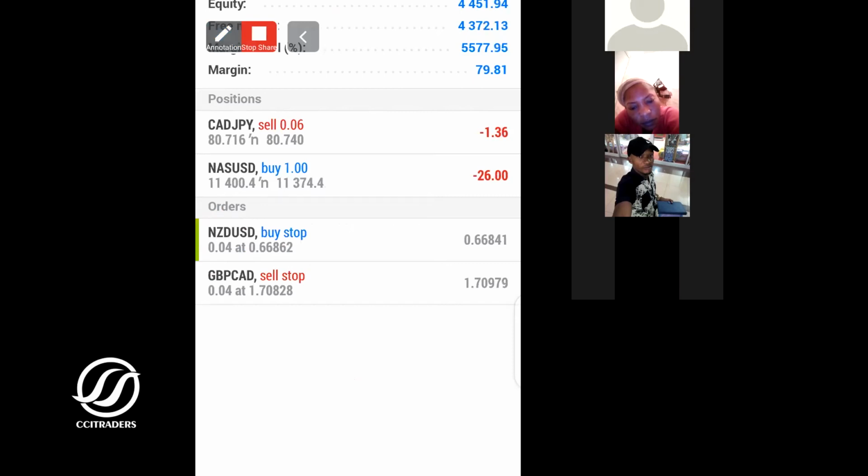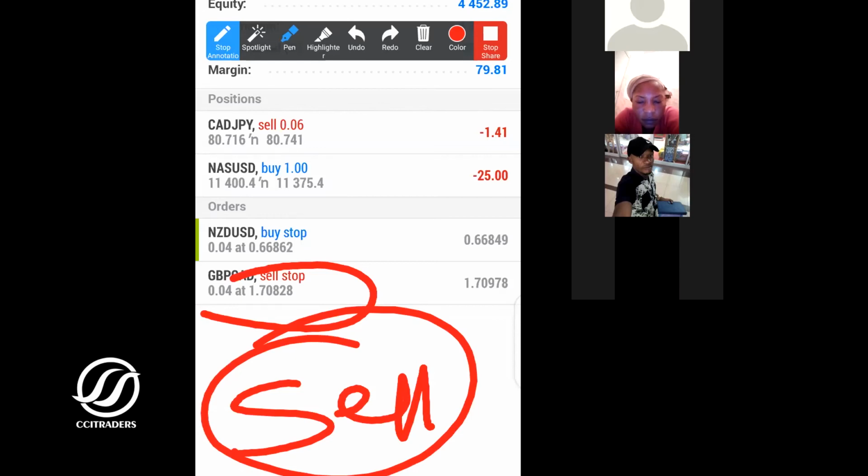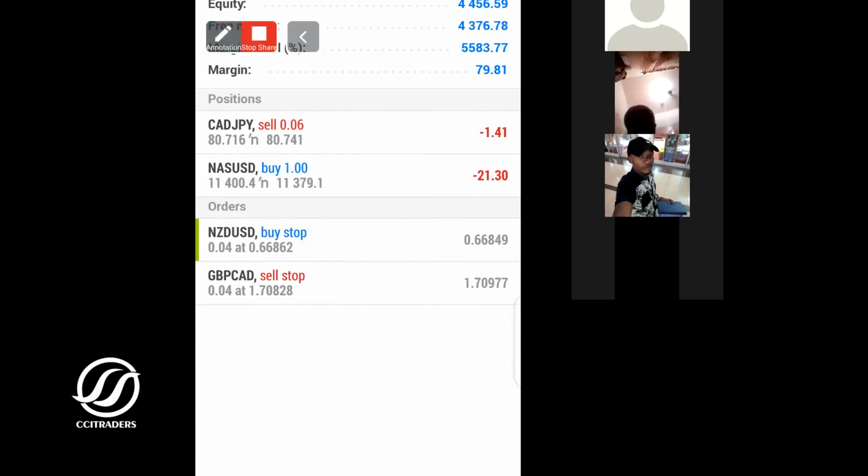Now I have to wait until price increases in value to pick my order and continue buying for me to be in profit, or price decreases in value. All right. So that is what happens in a buy stop and in a sell stop scenario.